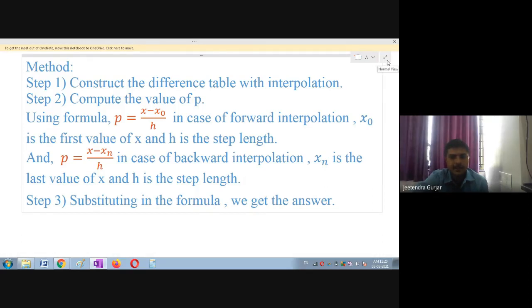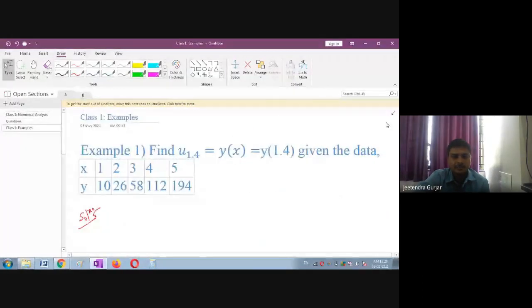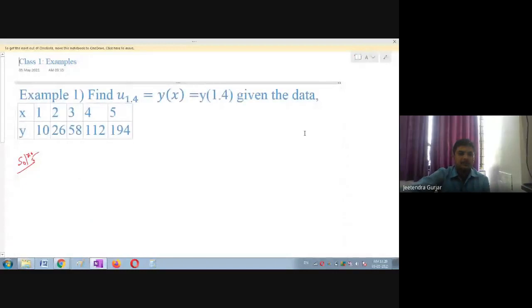Shall we go to the next example? Shall we solve it? Yes, sir, no problem. Yes, thank you. Okay, fine. Here is the example. We'll solve the example quickly.